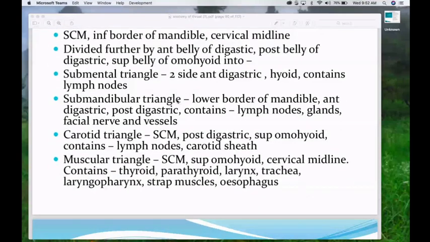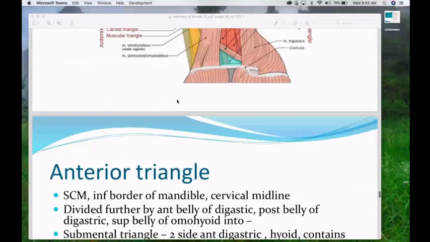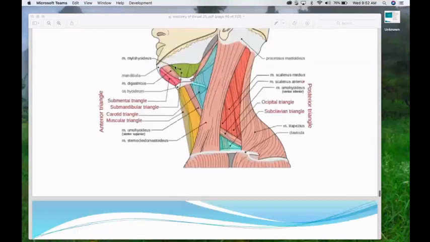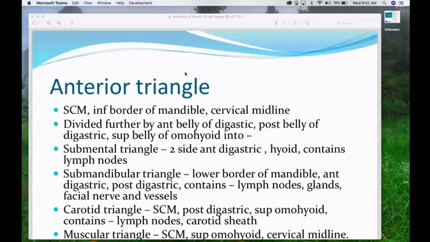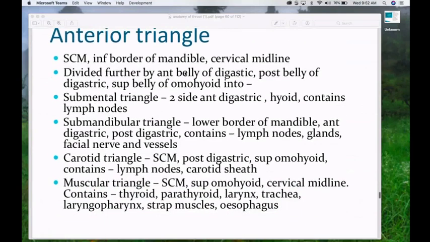Submandibular triangle. It is made by the lower border of the mandible, anterior digastric, and posterior digastric. Okay, lower border of mandible, anterior digastric, and posterior digastric. Okay, and it is made the submandibular triangle. It contains lymph nodes, glands, and the facial nerve.